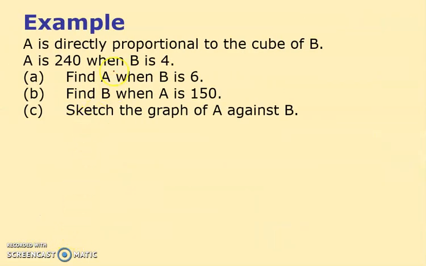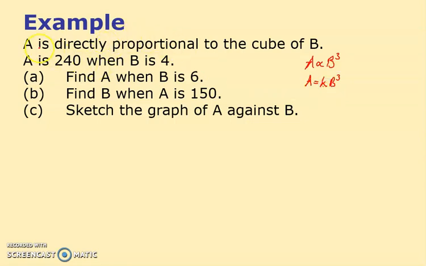So here's an example. A is directly proportional to the cube of B. I've immediately tried to confuse you. A is proportional to the cube of B. Notice that changes things. Write the equation. A equals k times B cubed. And our job is to work out k.